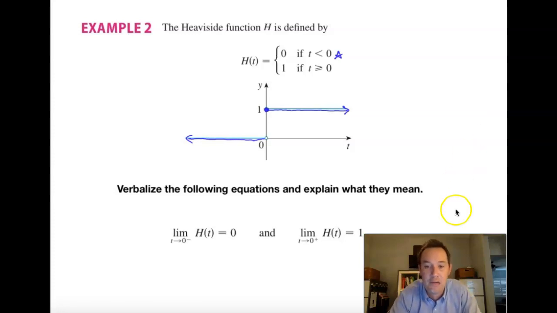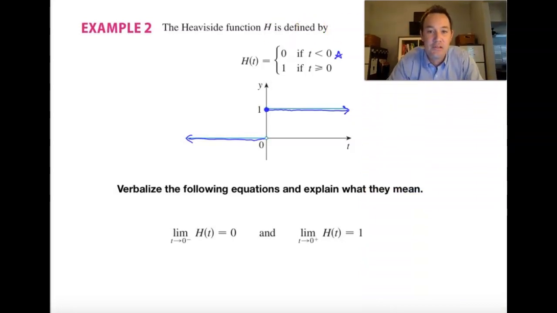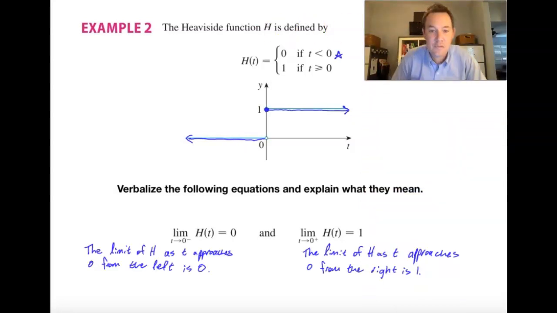So give me a second, I'll write out the verbalization, and then we'll talk about what they mean. Okay, let's start here on the left. So down here on the left, I said the limit of h as t approaches 0 from the left is 0. And that just means as we come in from the left towards 0, our y values are approaching 0. Now, our y values are constant in that case. They just always are 0, but we would also say they are approaching 0.